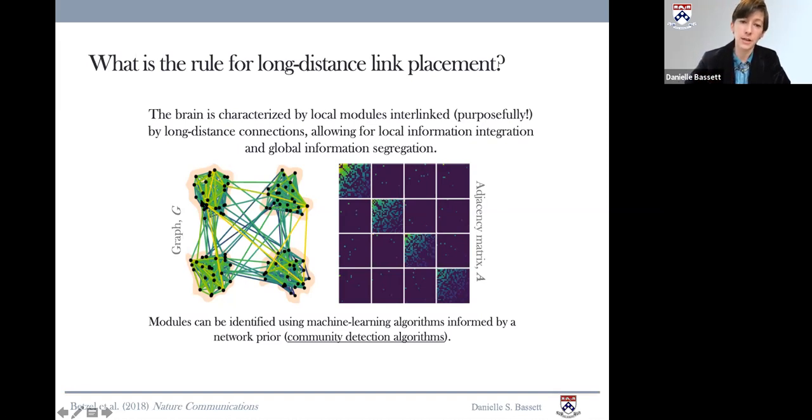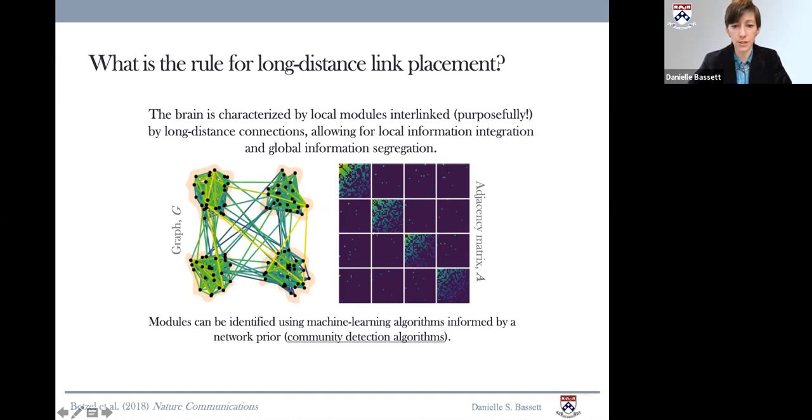So there's a density of connections inside of a module, and there's a sparsity of connections between modules. The connections inside of modules are short physically, and the connections between modules are long physically. Now on the right-hand side is an adjacency matrix representation of the same graph. So the data on the left is the same as the data on the right. It's just encoded differently for visualization purposes.